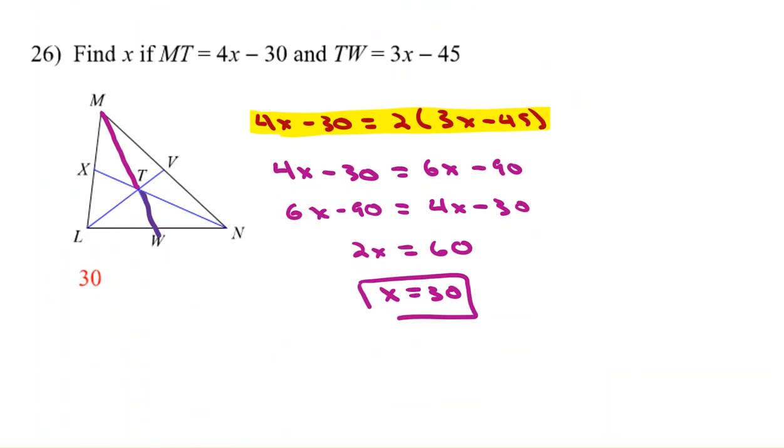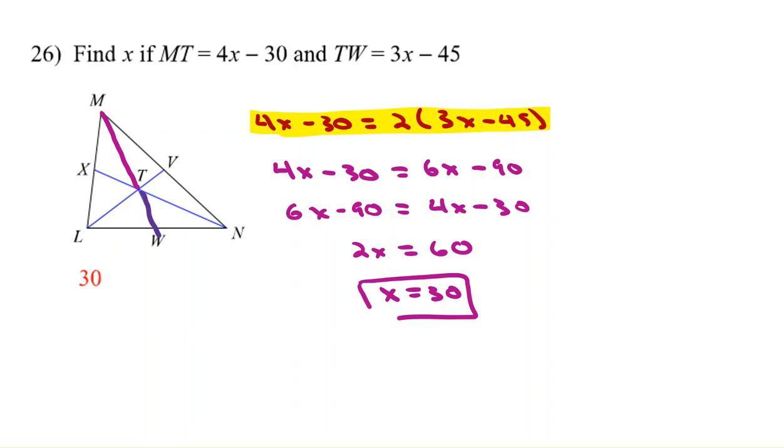Okay, and then here they start introducing the algebra with it. So I have TW, which is 3x minus 45. I need to multiply that by 2 to get it equal to the other part, which is 4x minus 30. Some simple algebra there to solve that.